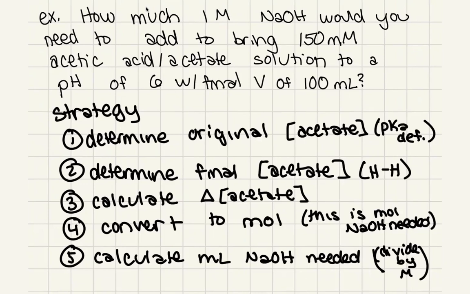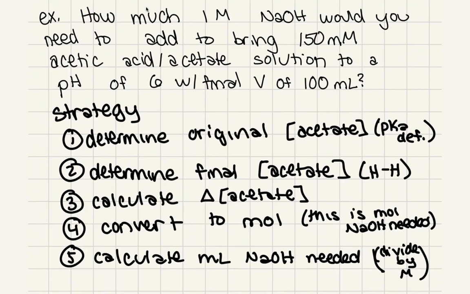Let's try a different example. A couple of things are going to be different here. One is that we're adding a base instead of adding an acid. And instead of saying, okay, we're going to add this thing and see how the pH changes, we're saying, okay, we want this desired pH. How much of the base do we need to add in order to get to our desired pH?